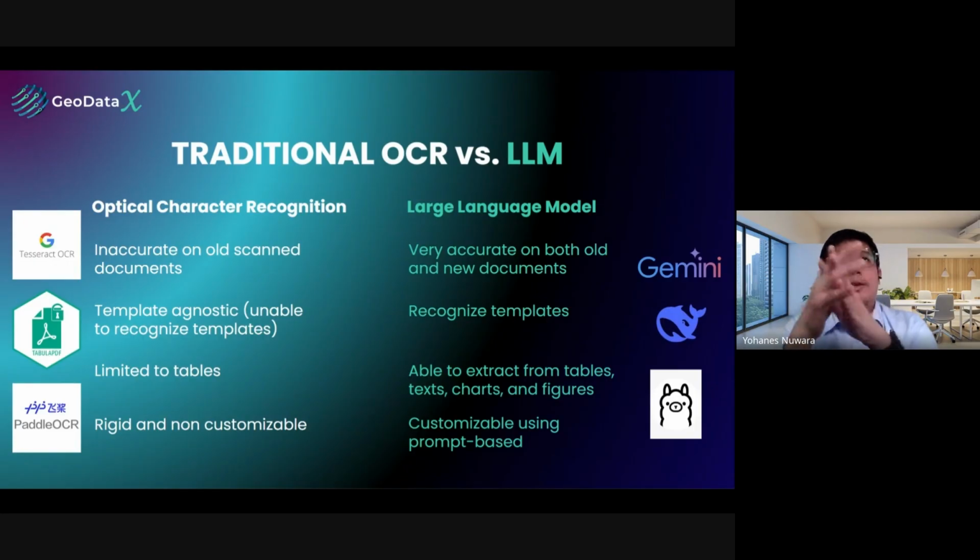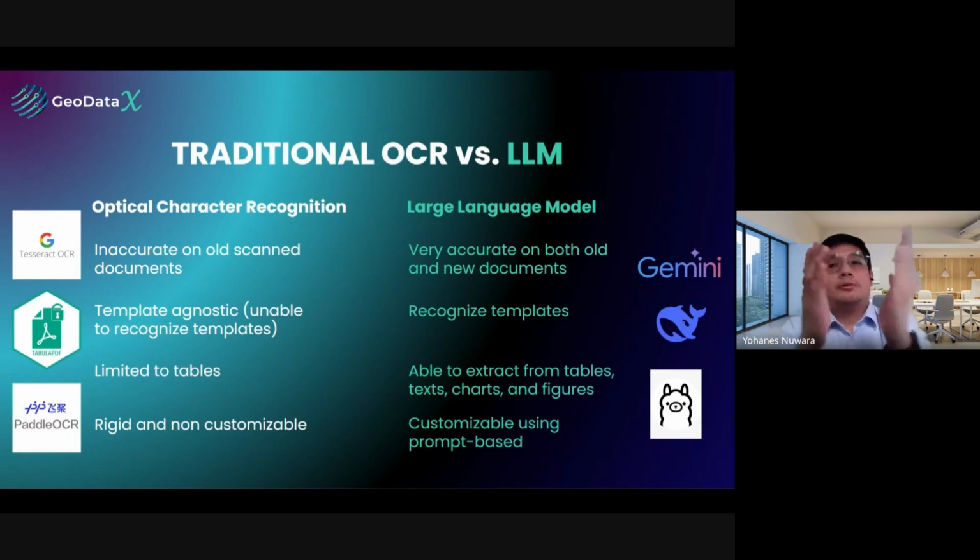So we often use OCR, optical character recognition, which we can see very widely available on the internet. You can just browse for some free OCR tools. But the disadvantages of this OCR are that it struggles with old reports, and it only depends on very specific templates, so it cannot be applied to different templates. We cannot customize this OCR because it is a rigid application using image processing.